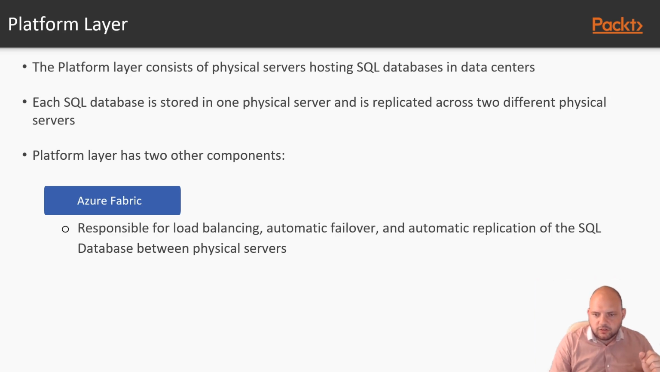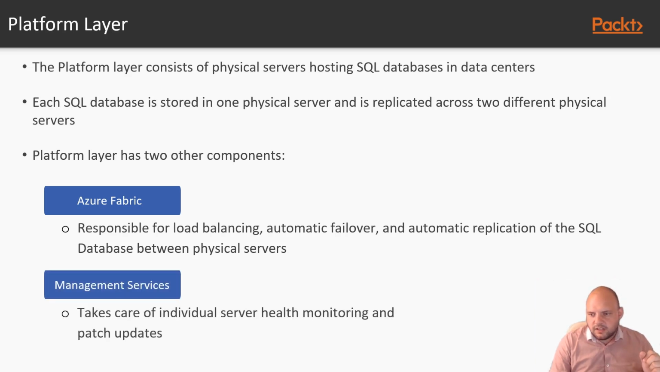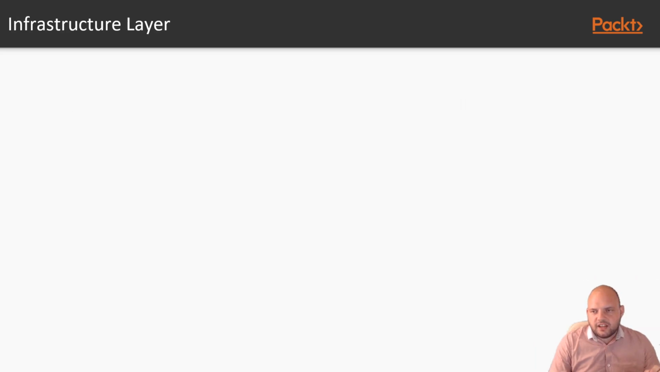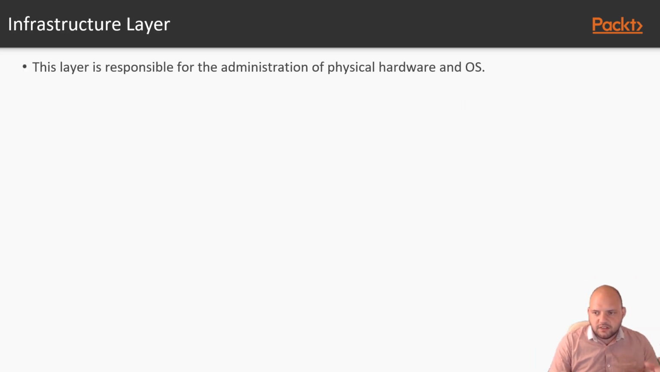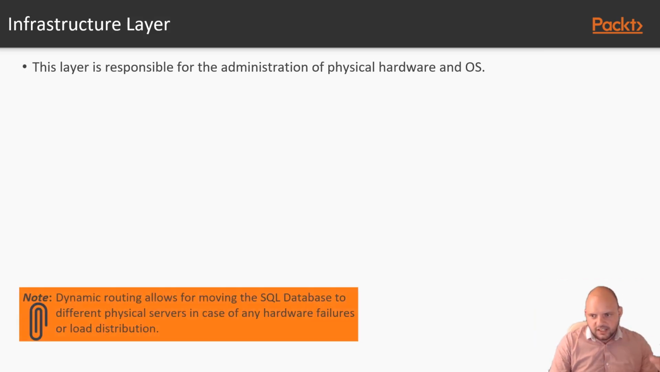And the management service takes care of individual server health monitoring and patch updates. The replication between the physical servers, as I touched on earlier, is handled by Microsoft. That's nothing for you as the end user to configure. And then lastly, layer 4 is the infrastructure layer, and this is responsible for the administration of the physical hardware and the operating system. Now, just a key point to note here, dynamic routing allows for the moving of a SQL database between the different physical servers. So if hardware fails, we can move it between the different physical servers and the application will know no different. So it allows for hardware failures and load disruption.